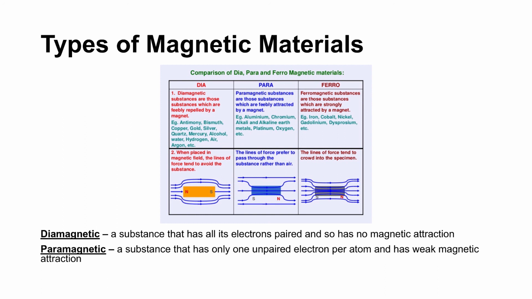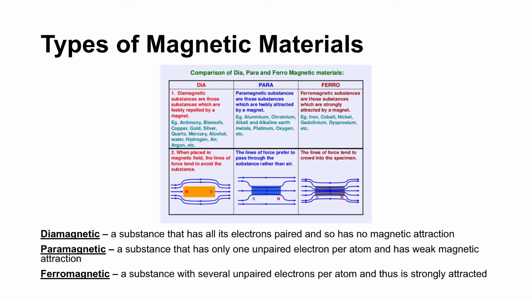And then there's the strong material called ferromagnetic material. It has several unpaired electrons per atom and is strongly attracted to magnets. It also channels or attracts or crowds lines of force and can be used in magnetic shielding. Either diamagnetic material or ferromagnetic material can actually be used as magnetic shielding.